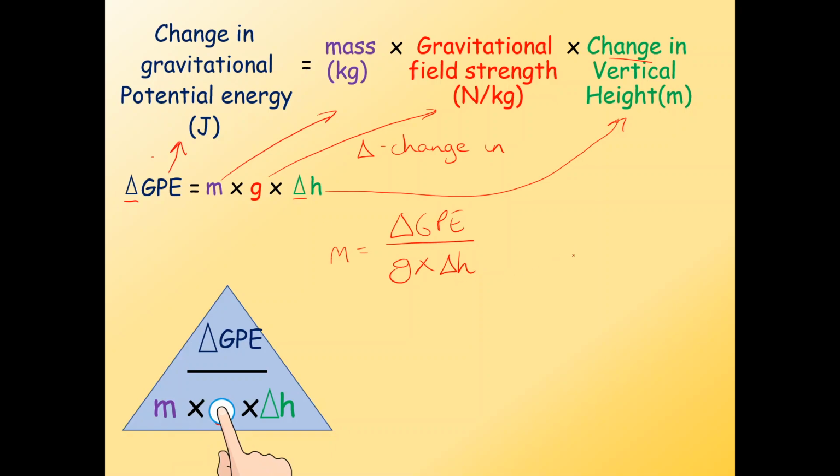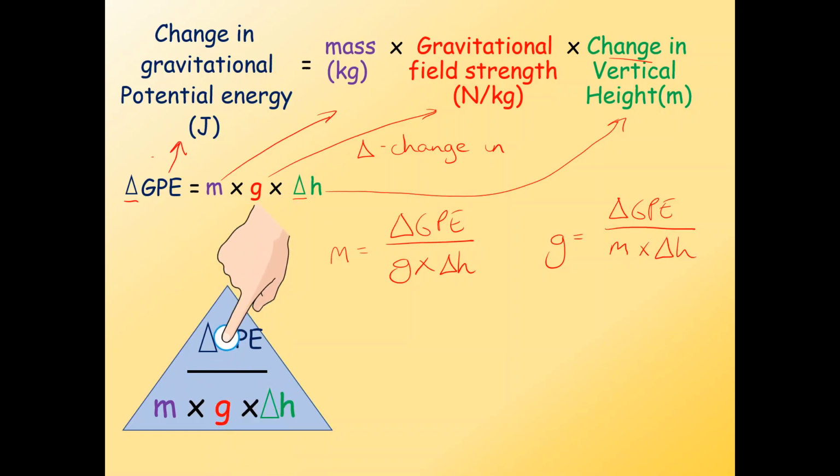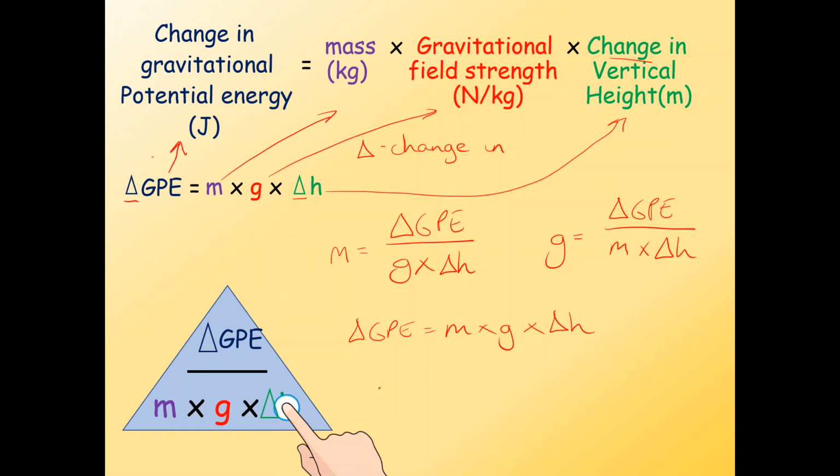If we want to work out gravitational field strength, g, that's the change in GPE divided by mass times the change in height. If we want to work out the change in GPE, that's mass times gravitational field strength times the change in height. And then finally, if we want to work out the change in height, we've got change in GPE divided by the mass times the gravitational field strength.